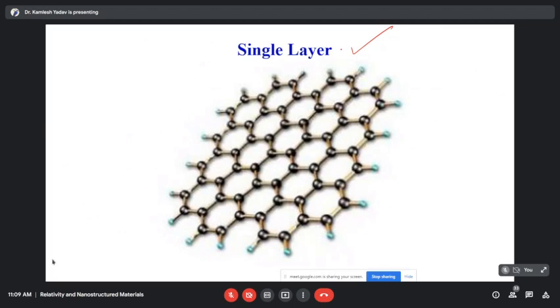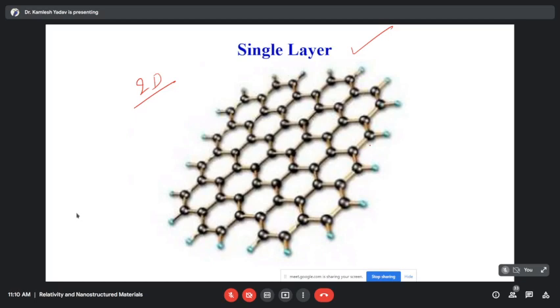Then what is the name of this single layer? Can anybody tell me? If we obtain the single layer of graphite, then what do we call it? Graphene. This is the 2D layer, graphene. This is a two-dimensional layer.